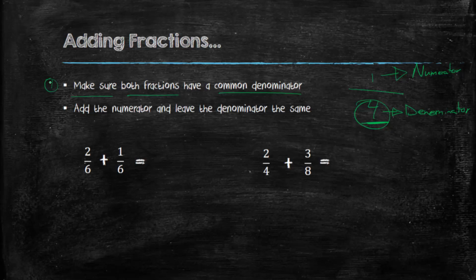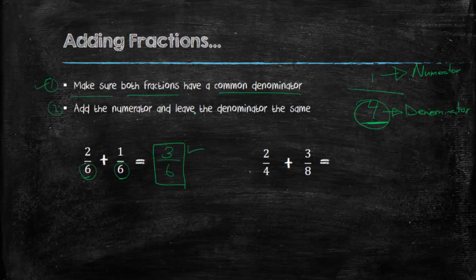The first step is you ask yourself, do they have common denominators? And in this case, yes, they're both 6's. So that's good. The second step is you add the numerators. Well, what's 2 plus 1? 3. And then the denominator stays the same. So 2 over 6 plus 1 over 6 is 3 over 6. That's the answer.